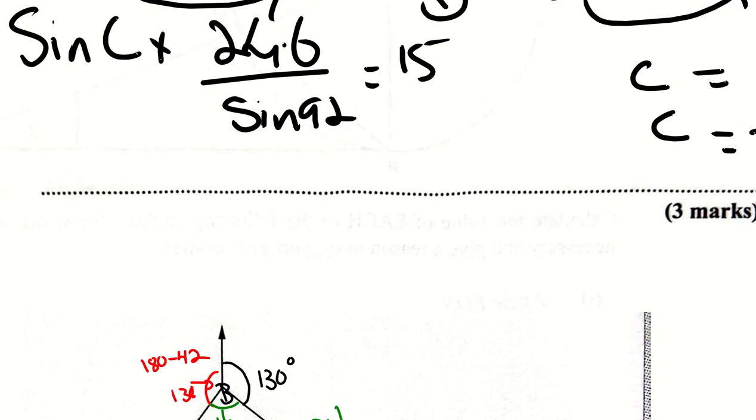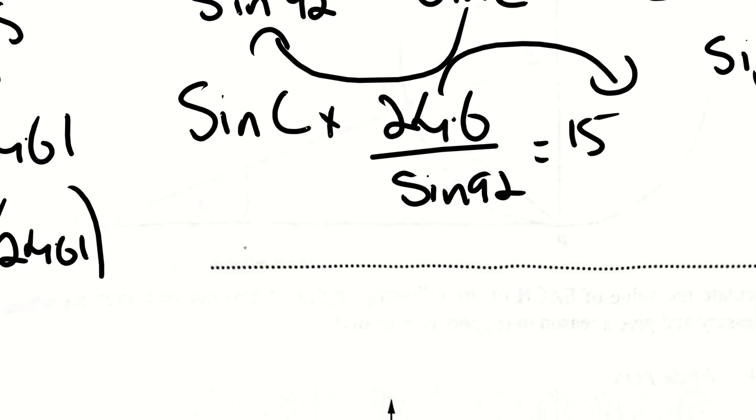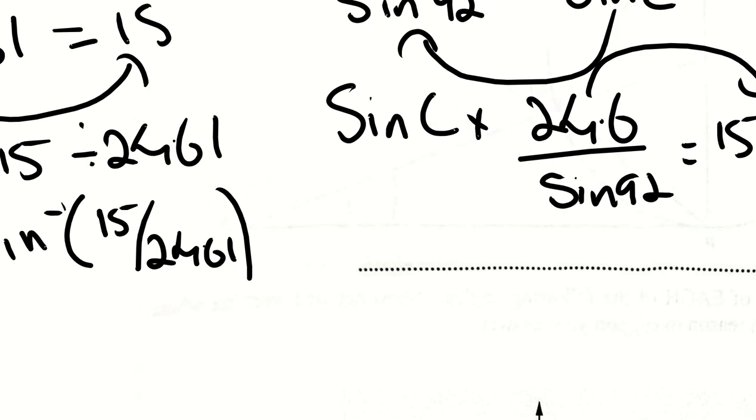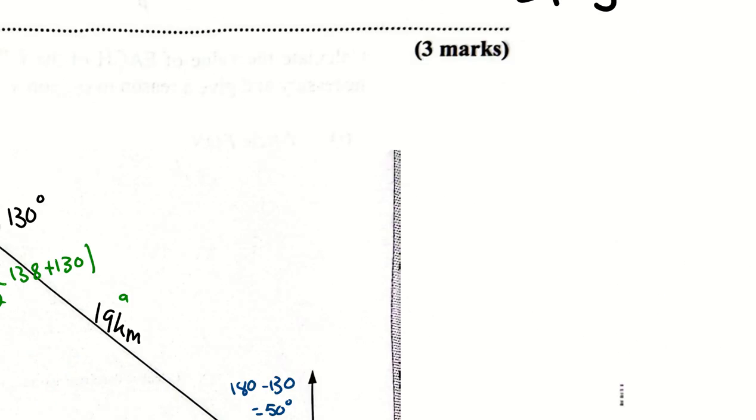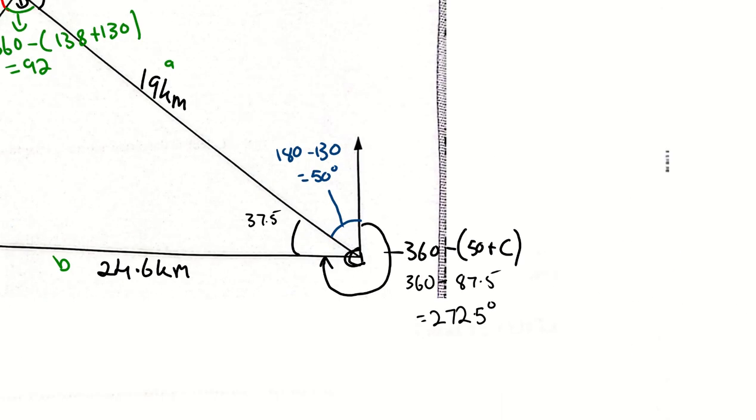So the answer is 272.5 degrees is the bearing of tongue A from tongue C. So meaning you're starting from tongue C, going to A. Just a rule of thumb for bearings, it's always in a clockwise direction, not the shortest. So that is why I had to start from here, go straight around. Right, and that is how you would do this question here. Okay, so now let's do part B.